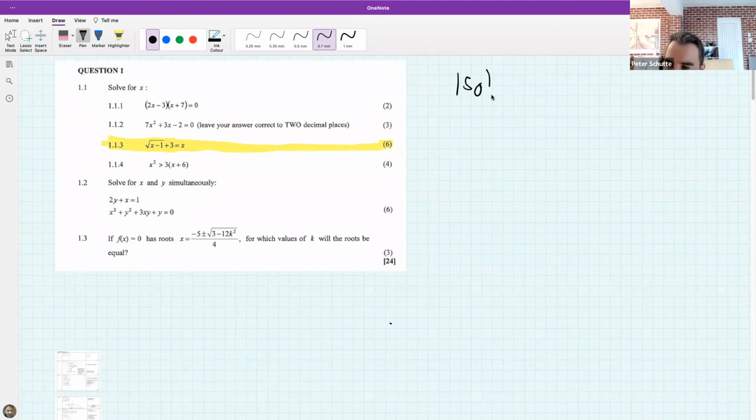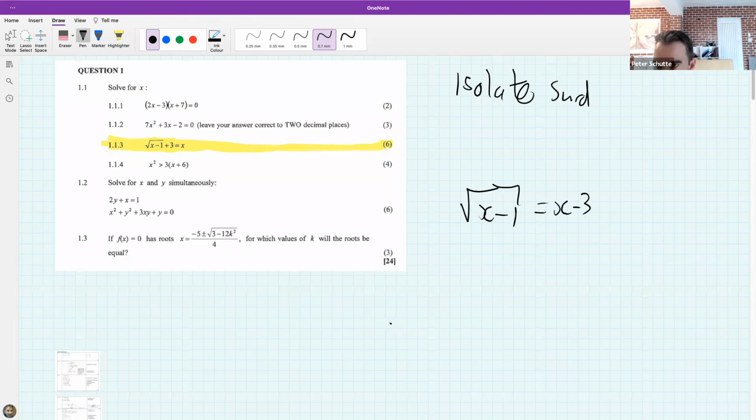Step 1 is to isolate the surd. So if I look at 1.1.3, if I'm going to isolate the surd, I need to get it by itself. And so that means I am going to take the 3 to the other side, and I get x minus 3. So that is step 1 in a surd equation. Always isolate the surd, get the surd by itself.